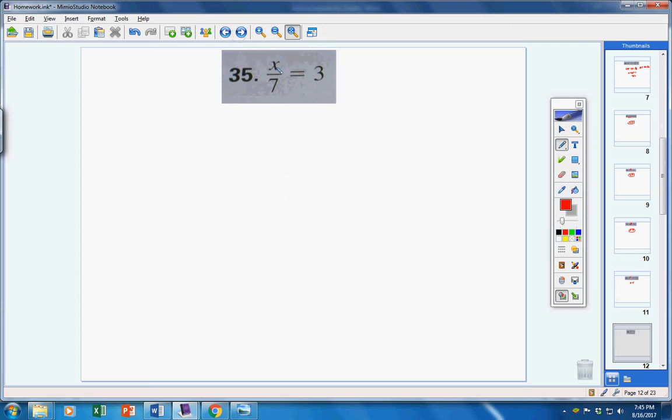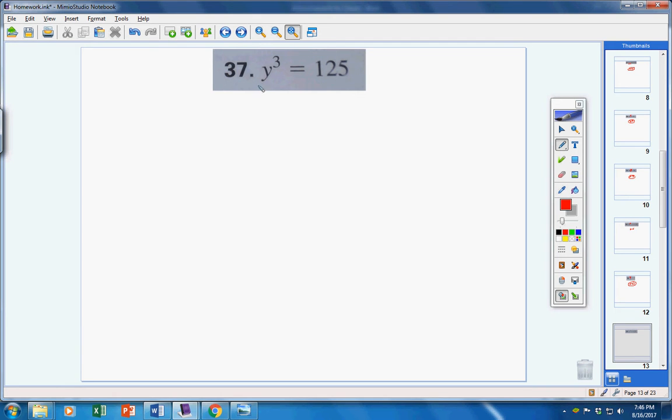Let's try another one. Okay. What divided by 7 equals 3? Well, how about 21? 21 divided by 7 equals 3. So x equals 21.